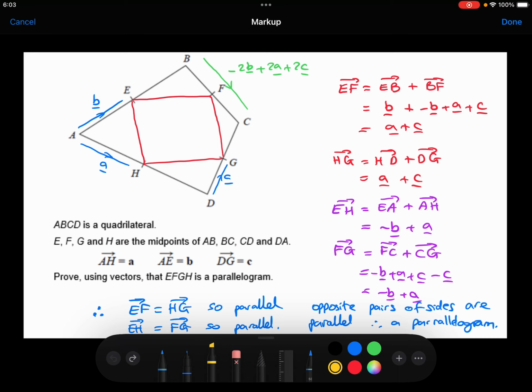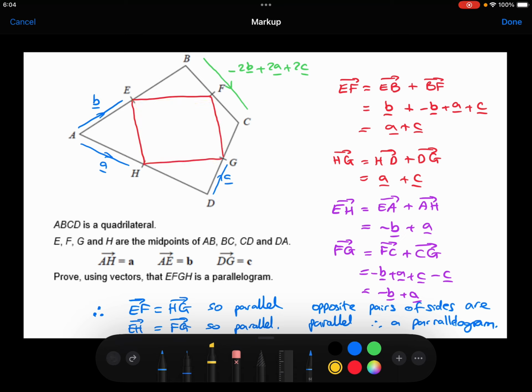Then they're asking us to prove that EFGH is a parallelogram. So key thing about a parallelogram is that the opposite sides are going to be parallel. So that's what we need to show.